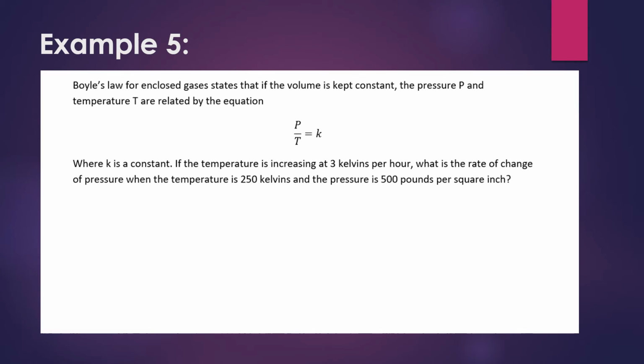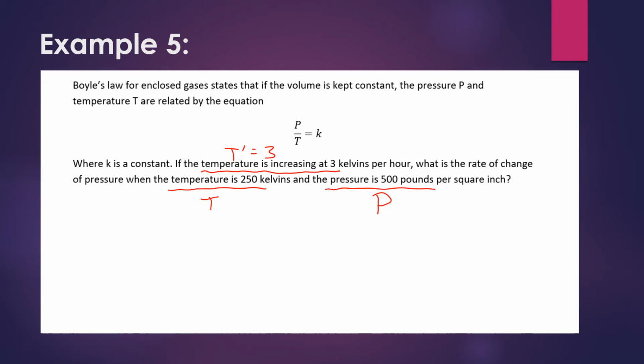All right, so we have two variables. We've got P and T. K is a constant, so it could be 3 for all we know. It's not a variable, it is going to be a fixed constant. So they tell us that the temperature T is 250, the pressure P is 500, and they say the temperature is increasing at a rate of 3 Kelvin per hour. So that's our T prime is 3. And they're asking, what is P prime?